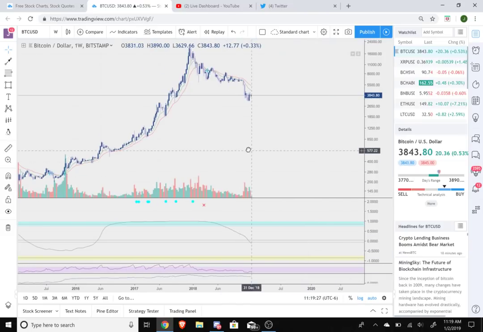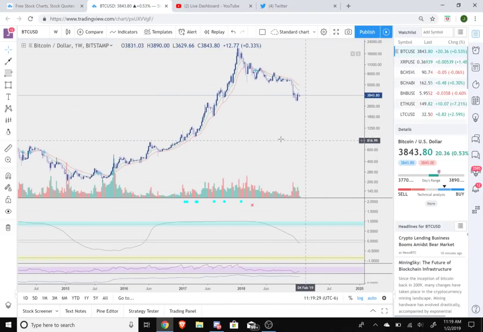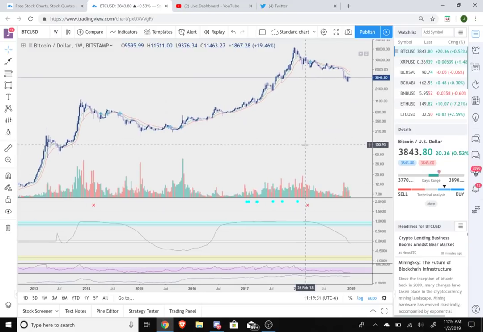I just wanted to share this indicator that I've been using. It works pretty much similar on lower time frames, but just kind of showing some interesting things on the weekly.